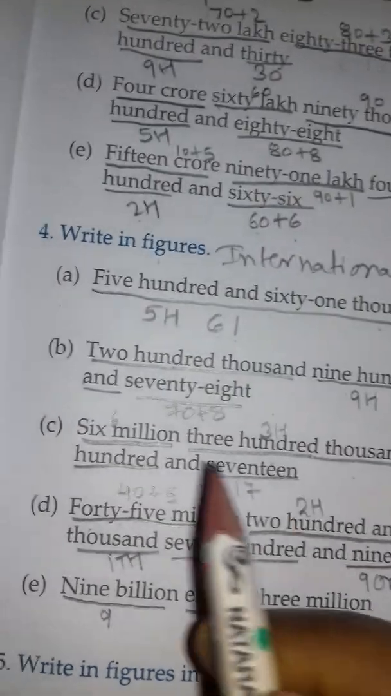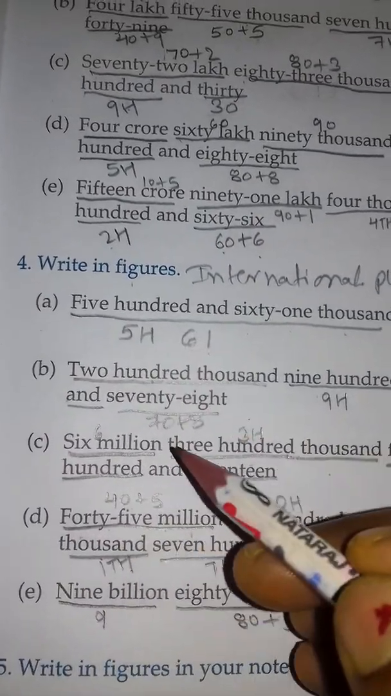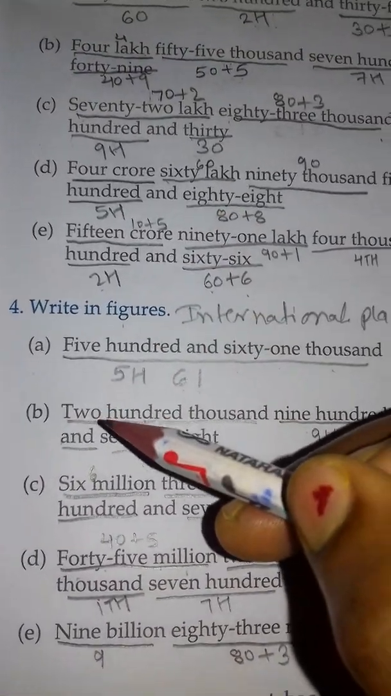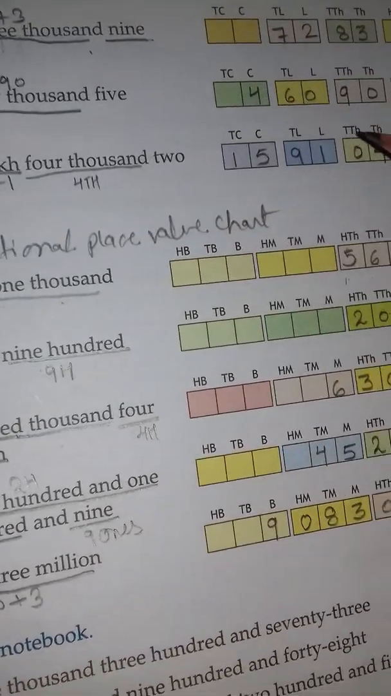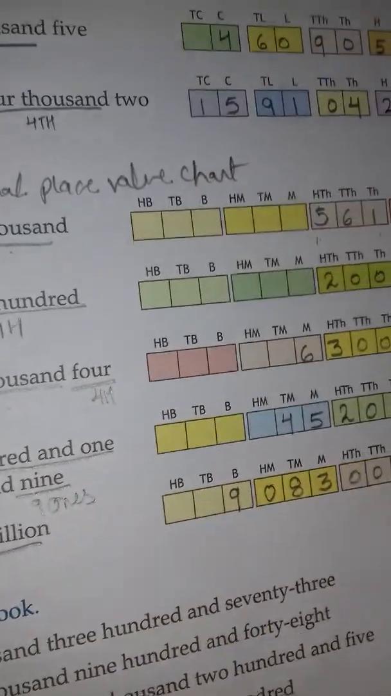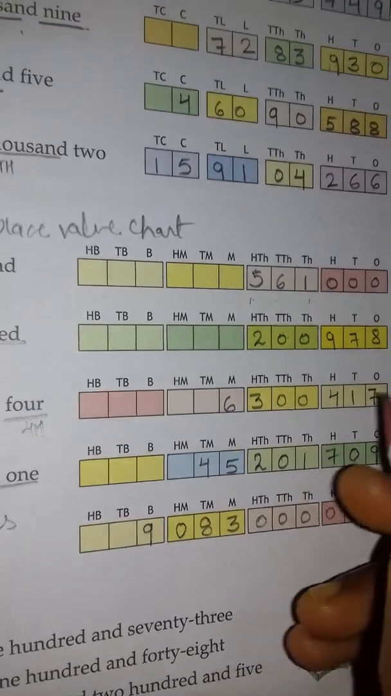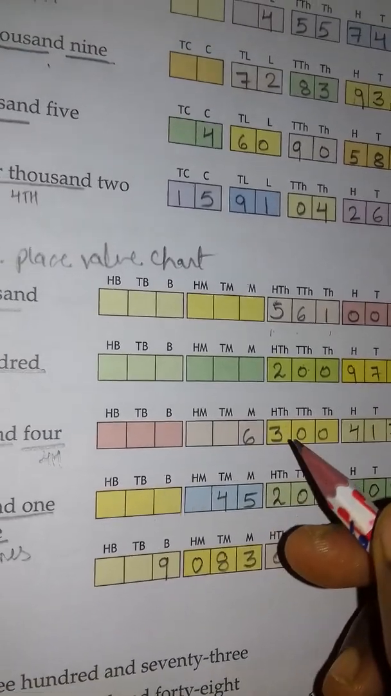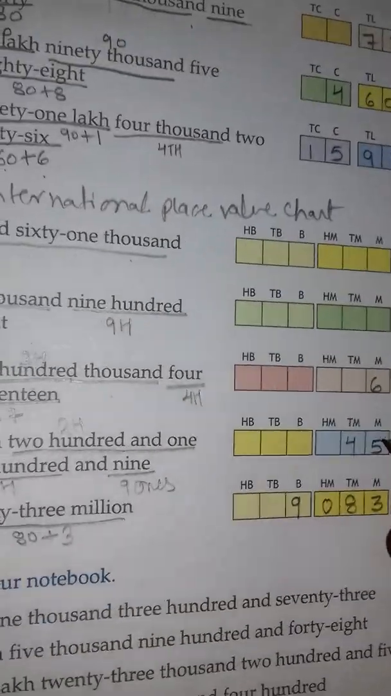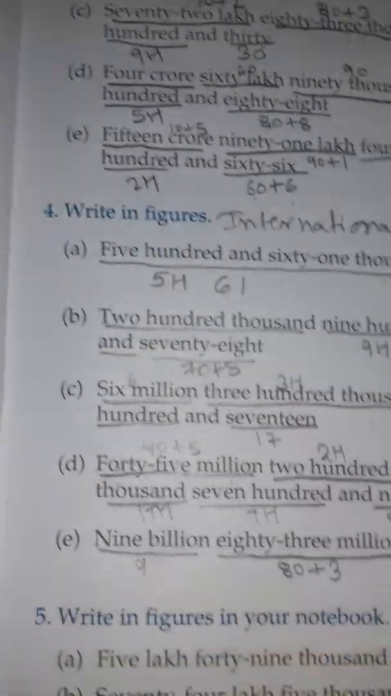So students, this was your question number 4. Practice question number 3 and 4 based on the place value charts of the Indian and international systems, and see how the blocks are arranged according to the periods and how we write the figures in those blocks. In the next video we will see question number 5.